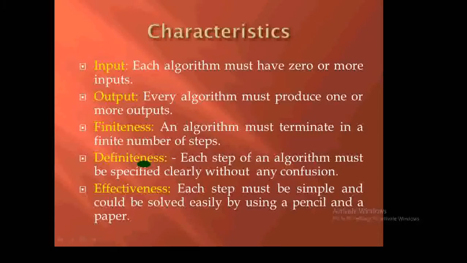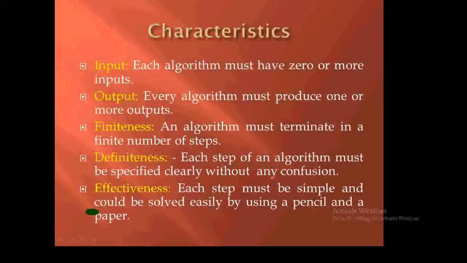Next is the definiteness. Each step of an algorithm must be specified clearly. That is, each step of an algorithm must be stated clearly without any ambiguity, without any confusion. Next is the effectiveness. Each step of an algorithm should be simple and easily solved by using a pencil and a paper. So we should not write entire steps into a single step. Each step should be clear and could be solved easily by using a pencil and a paper.